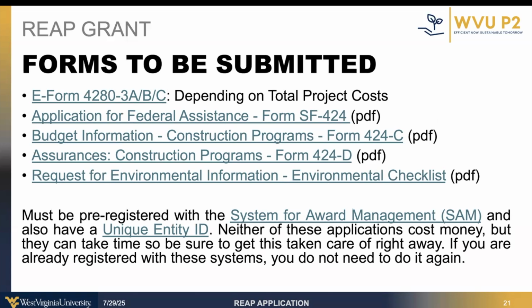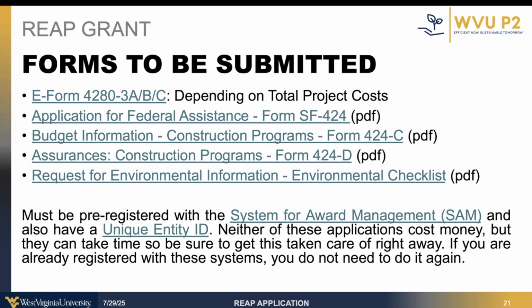4283A is for projects under $80,000. 4283B is for projects between $80,000 and $200,000. 4283C is for projects over $200,000. This is your main REAP application, and the version you use depends entirely on your total project cost.